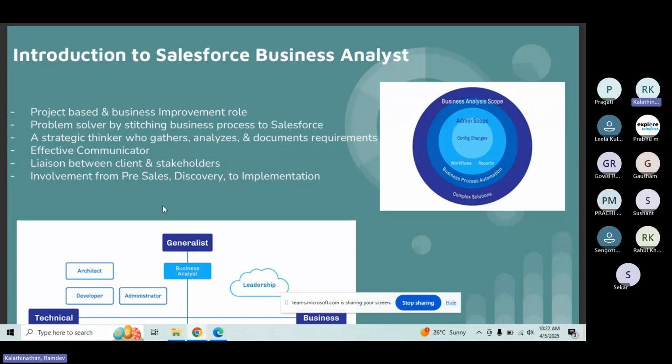And the last point that I see is, if you talk about a Salesforce business analyst, they are involved right from pre-sales to discovery to implementation. Now, in big corporate companies, they don't expect you to do pre-sales because they have different teams to do that. But in my experience, with startups, if you join as a Salesforce BA, they expect you to do pre-sales as well.